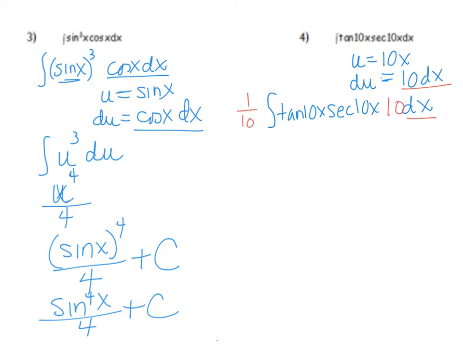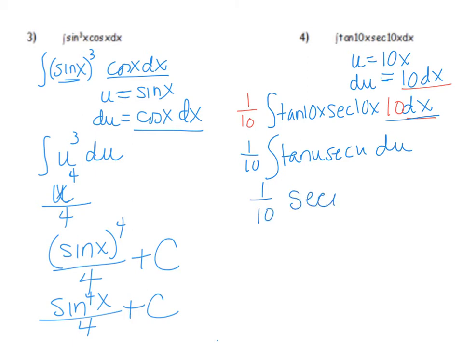I'm going to rewrite it with a u. So this is tan u secant u du. All of this goes to du. And so I have 1/10 of secant u. Well, u is 10x plus c.